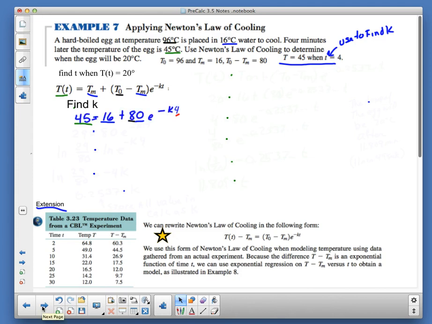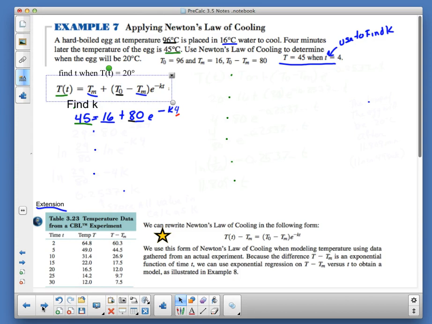And I have 96, my T naught, minus 16. I quickly did it when I was writing it out, and looking at it later today I thought I probably should have shown you that it was 96 minus 16, but I'm trusting y'all can go 96 minus 16 and come up with 80. So this is where I've got all my numbers, and I've got my k. At this point, I'm solving for k.